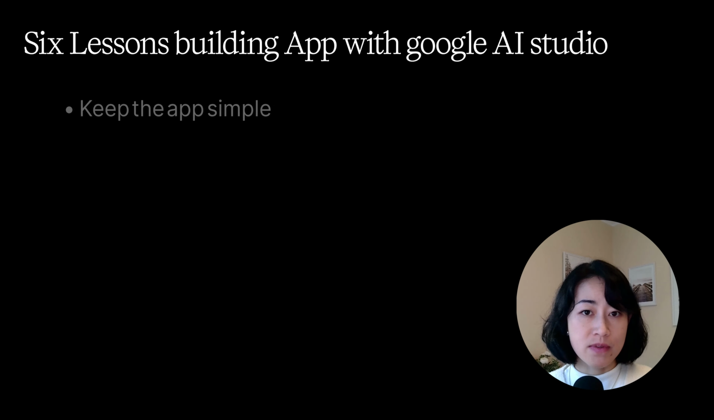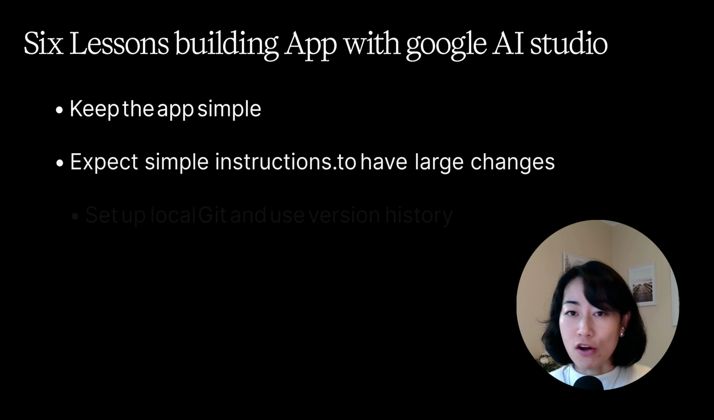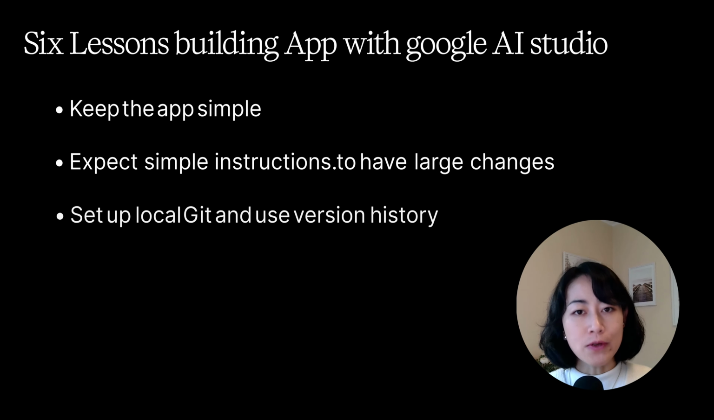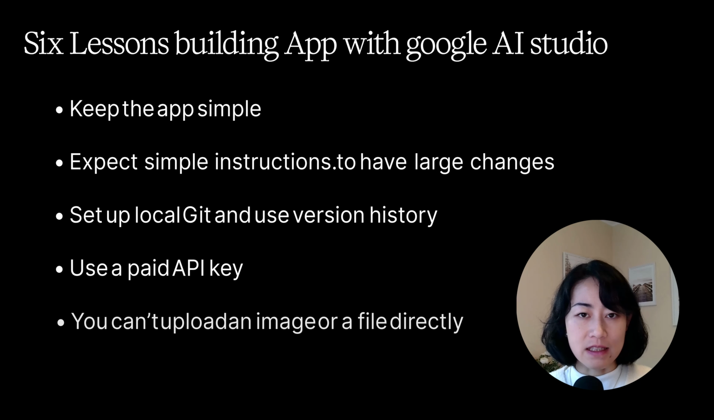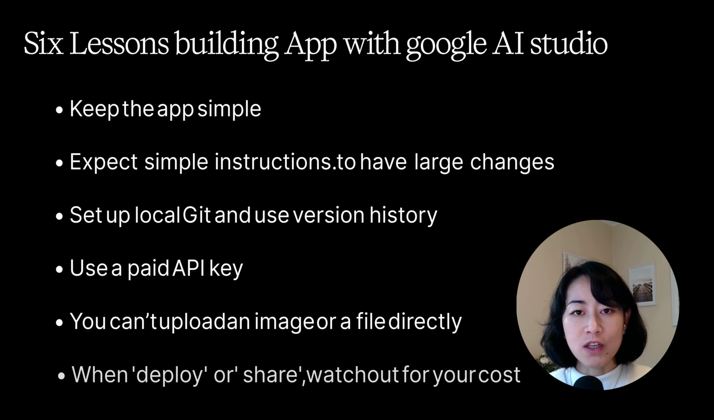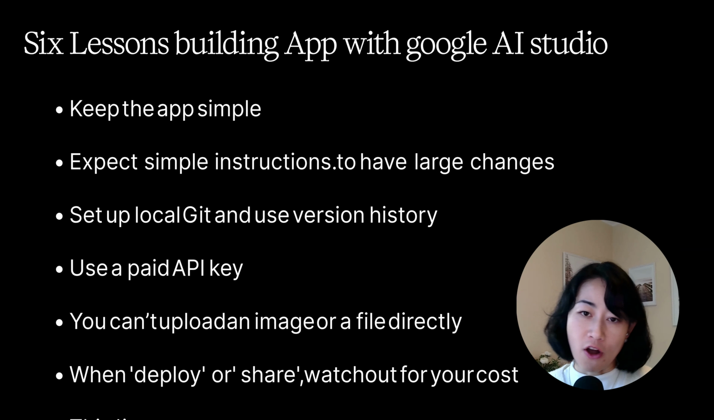Let's recap. In Google AI Studio, when building apps, keep the app simple. Expect a simple instruction while having large changes. Set up a local git and use version history. Use a paid API key. And you can't upload an image or a file directly yet. When deploying or sharing, watch out for your cost.